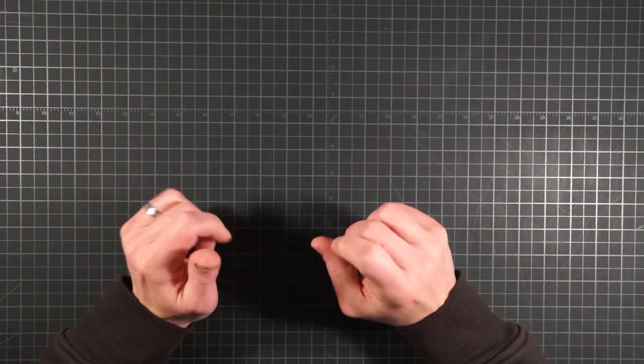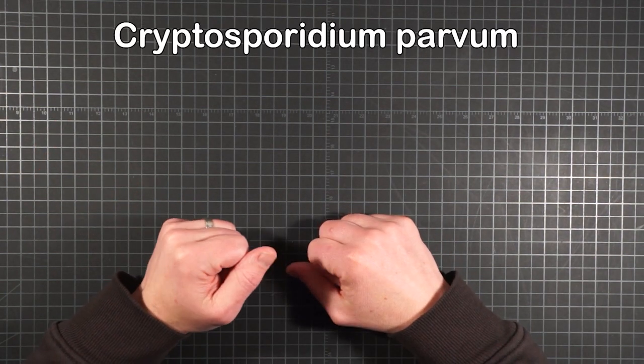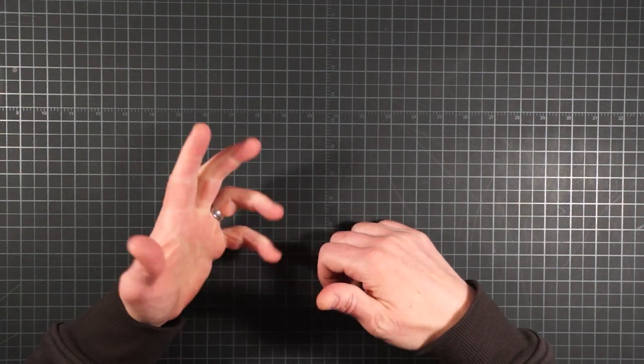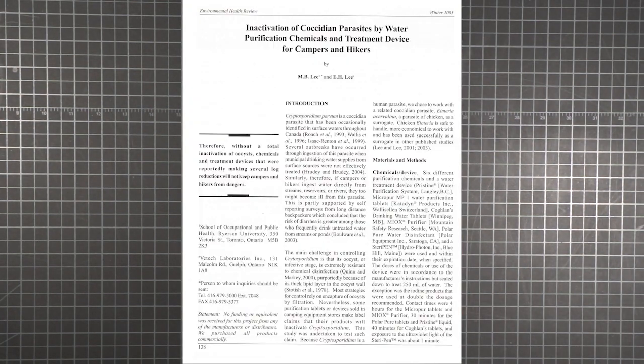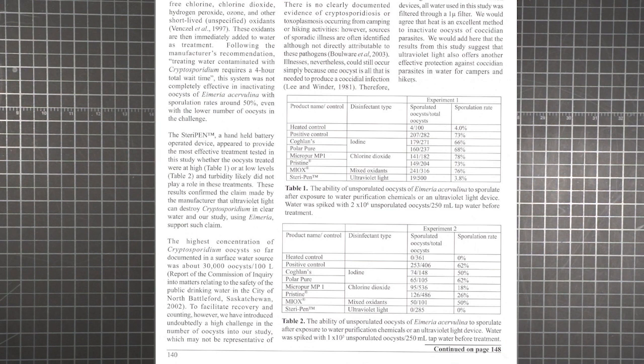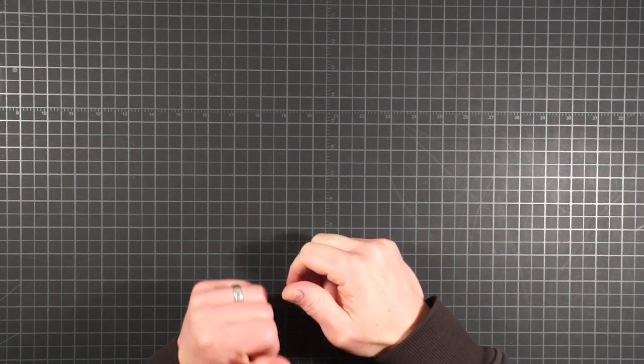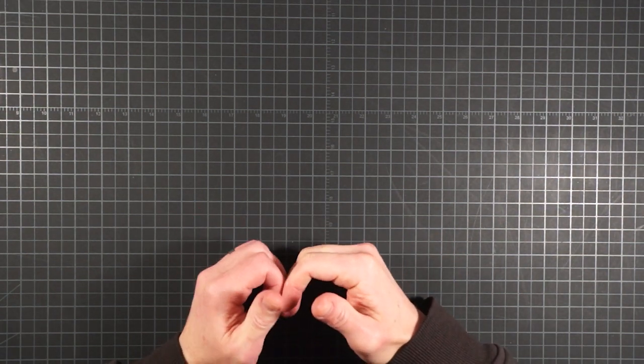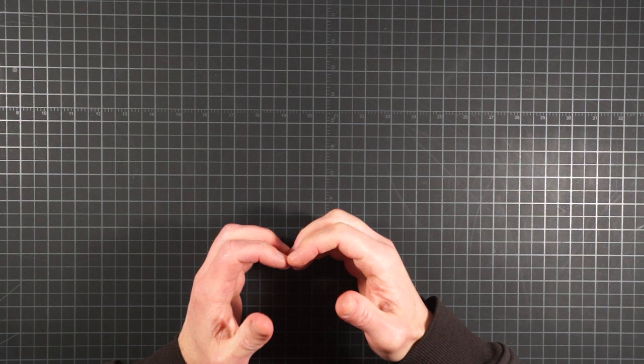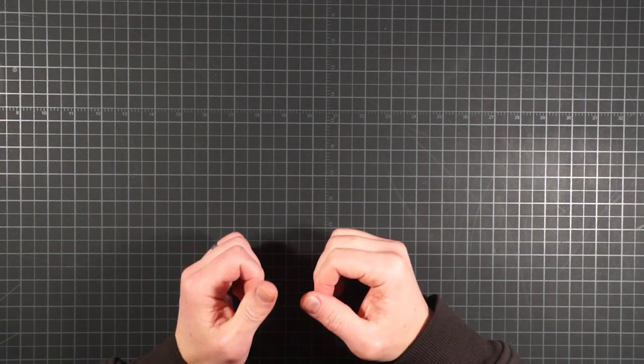It's our old friend from parts 1 and 2, Cryptosporidium parvum. From a study published in Environmental Health Review, which was conducted in Canada, the authors note that the highest concentration of crypto so far documented in a surface water source was 30,000 oocysts per 100 liters, or 300 per liter. So comparing that to beaver water, that was 65 Giardia cysts per liter, and it took 5 logs of reduction to get good odds over a very long hike.